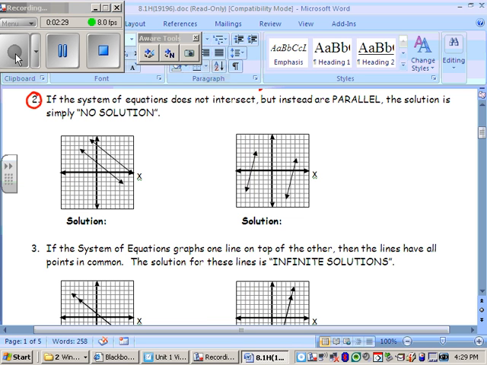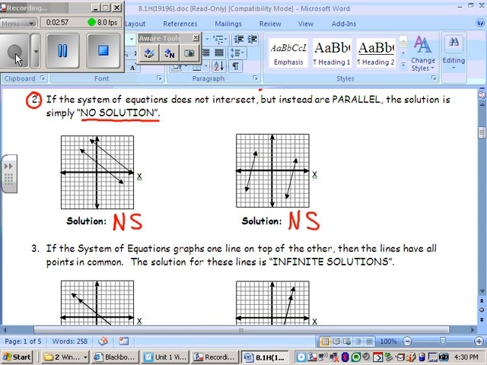Well, it says up here that if the system of equations does not intersect, but instead the lines are parallel, then we say that there is no solution, because the solution is their point of intersection. So if they do not intersect, they have no solution. So we will abbreviate this with NS. So if they intersect, they have one solution. If they do not intersect, they have no solution.